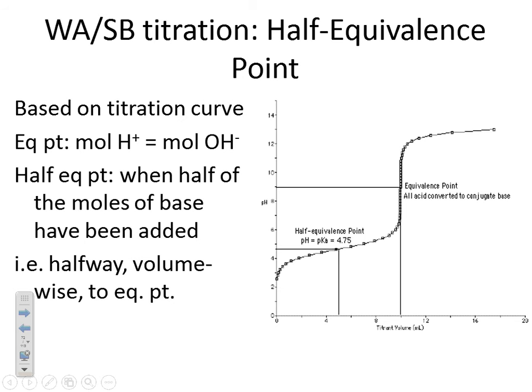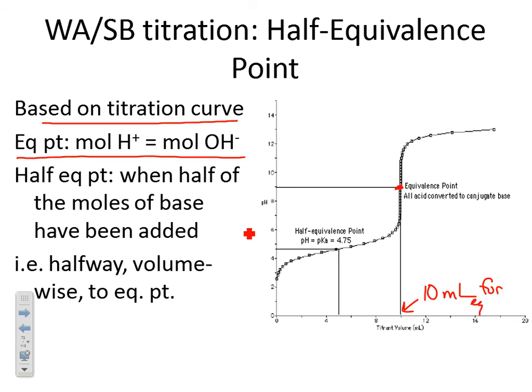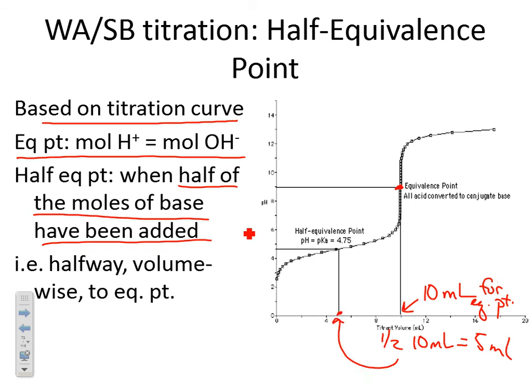Now, a very special point that's before the equivalence point is something called the half equivalence point. Now, the equivalence point, as we've been saying, is when moles of acid are equal to moles of base. So this is our equivalence point right here, right in the middle of the steep section. We've seen that again and again and again. Well, the half equivalence point is based on the titration curve. So at the equivalence point, that's 10 milliliters. Half equivalence point is when half of the moles of base have been added. So when half of the moles of base have been added, that's going to be half the volume. So 1/2 of 10 milliliters is 5 milliliters, right? So I go to this particular point, 5 milliliters, and that is what is called the half equivalence point. And I go up right there, half equivalence point.